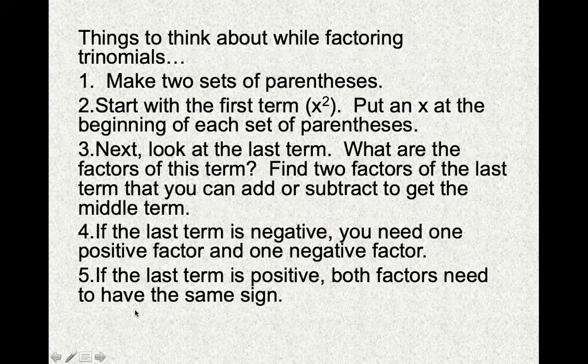All right, I think that might be all of them, except for here's some notes to think about. When you're trying to factor trinomials, you're always going to have these 2 sets of parentheses. Your first term, your x squared term, comes from an x at the beginning of each set. Where do you look next? The last term. What are the factors of that term? Find 2 factors of the last term you can add or subtract to get the middle term. If the last term is negative, you need one positive factor and one negative. If the last term is positive, then both factors are going to have the same sign, so either both positive or both negative.